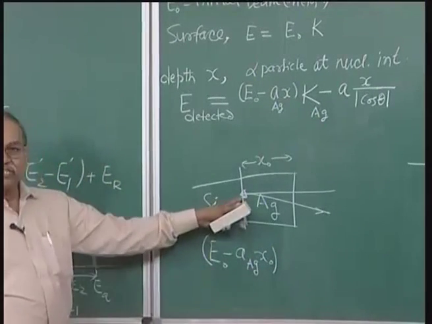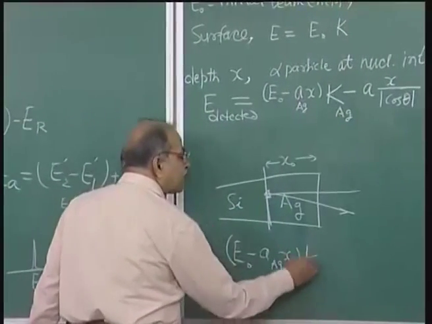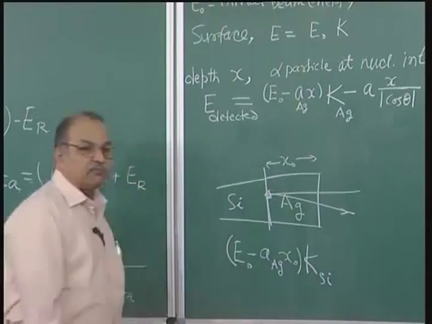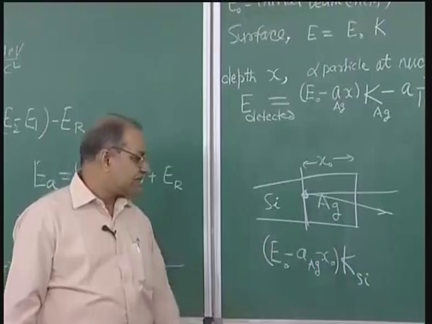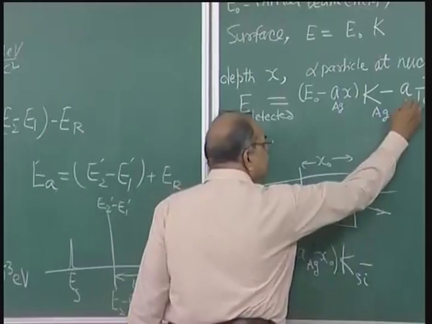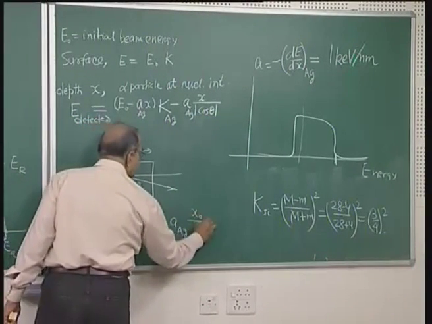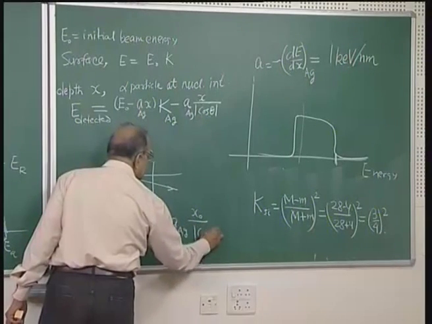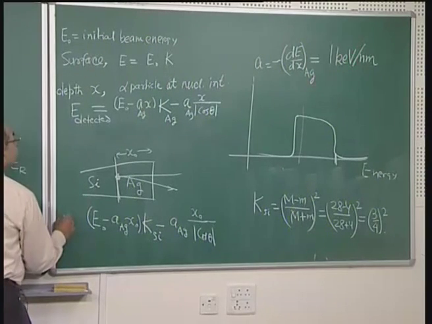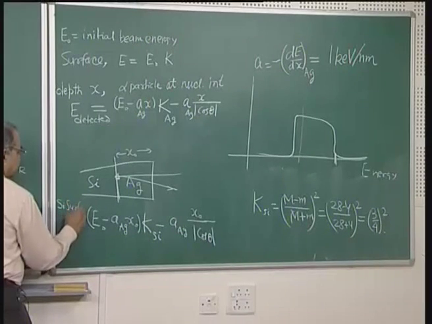With this energy it reaches the interface, and then from here when this alpha particle rebounds or back scatters, the kinetic energy is reduced, multiplied by this kinematical factor K silicon, and from there it has to go again through silver. So, this is again A silver and x naught over mod of cos theta. This is when it is scattered from the silicon surface, that means the interface.